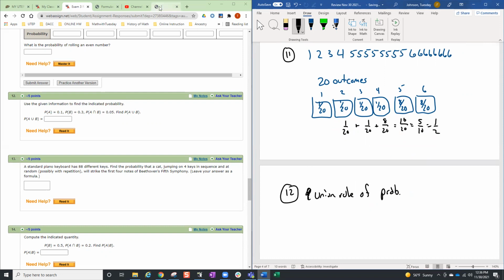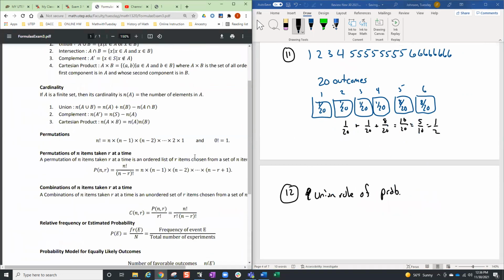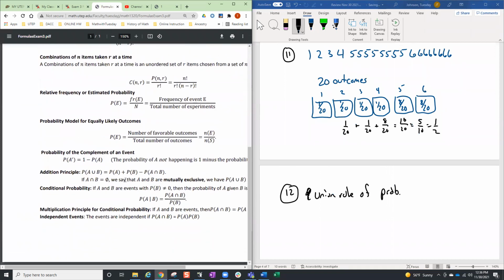You know how to do the union rule of probability because it's right here. And you know how to follow formulas because you've done it before in the counting, right? The chapter 7 stuff we did.